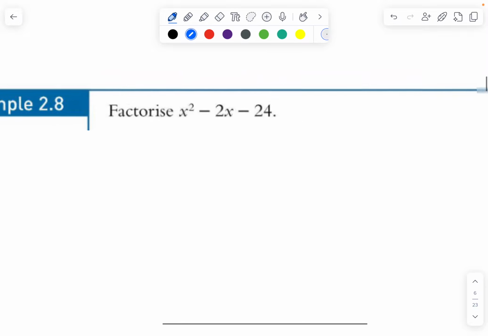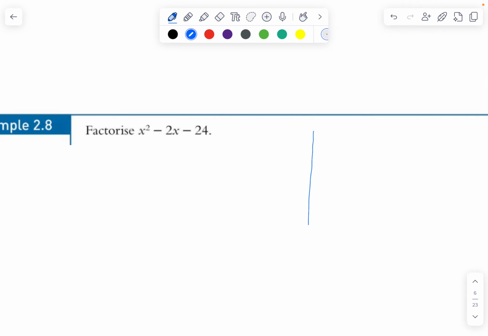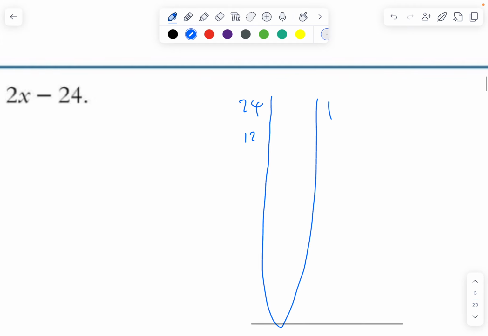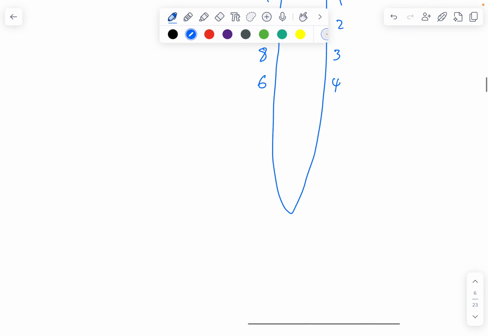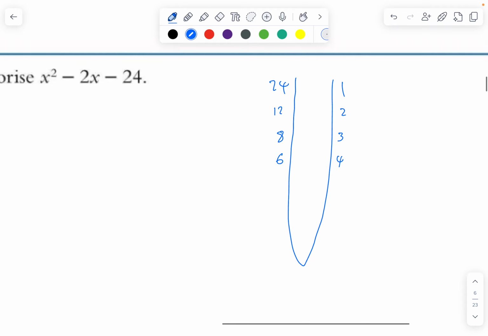Example 2.8 is a similar thing, but we're looking for factors of 24. When you subtract them, they give you negative 2. We start with 24. We divide by 2 gives us 12. Divided by 3 gives us 6. Is it 6? It's 8. Divided by 4 gives us 6. Okay. Now we're going to subtract those factors. I usually say flip it, but it's okay. We don't have to flip it this time. We'll flip it if this first part fails.